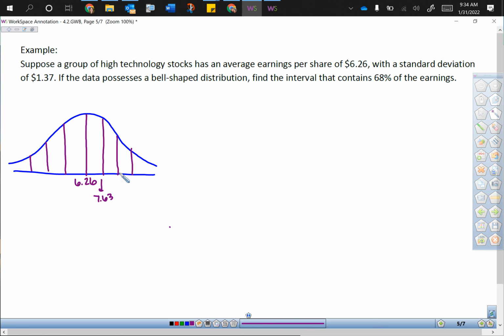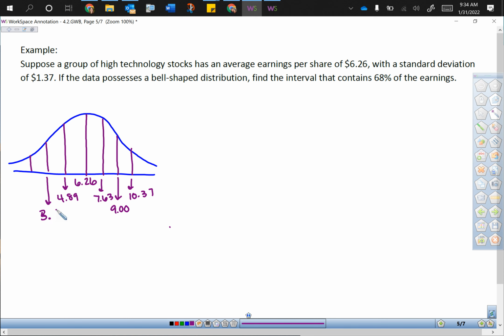And what would I get? 7.63. And then if I wanted to figure out what 2 was, I would add another $1.37. So what is 7.63 plus $1.37? $9. And then my 3 over here would be plus another 1.37, which would be 10.37. Right? Now to get these over here, we're going to do the same thing, but go the opposite direction. So 6.26 minus 1.37 would be what? 4.89. Then we're going to subtract 1.37 again, and what do I get?